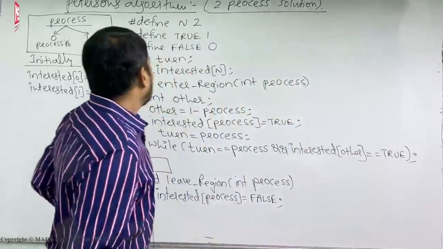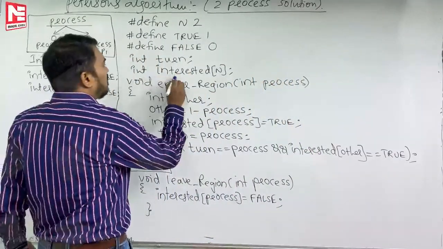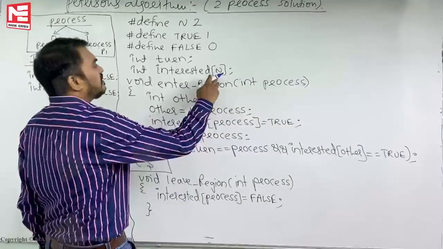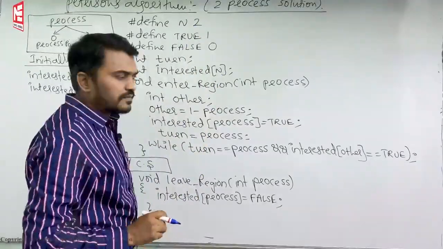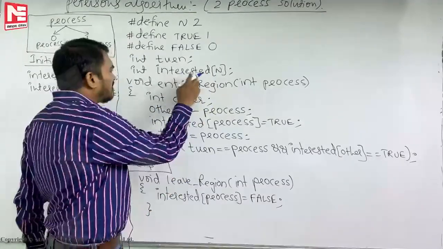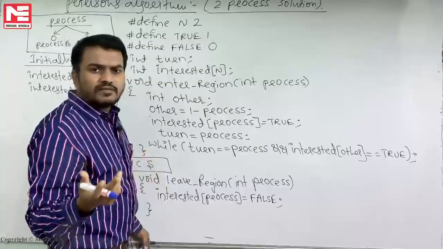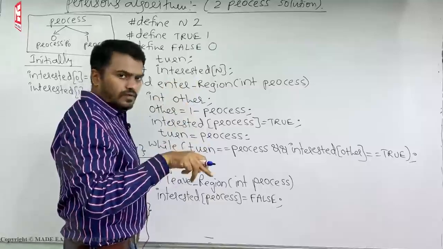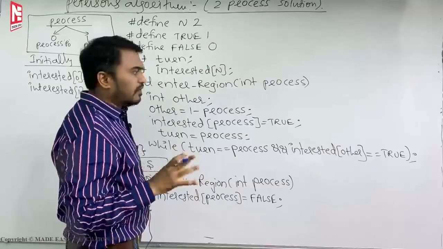Now understand here, int interested[N]. What is the N value you have? N value is 2, so int interested[2]. It is an integer array, simple. Integer array index starts with 0. So it means interested[0] and interested[1].